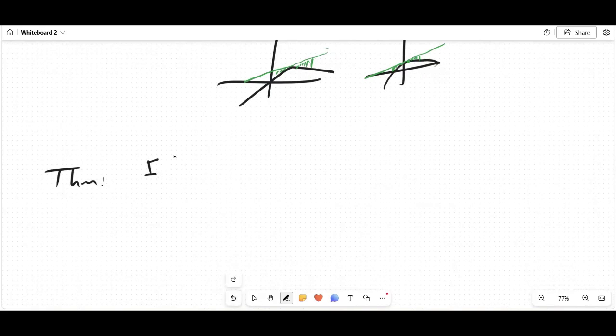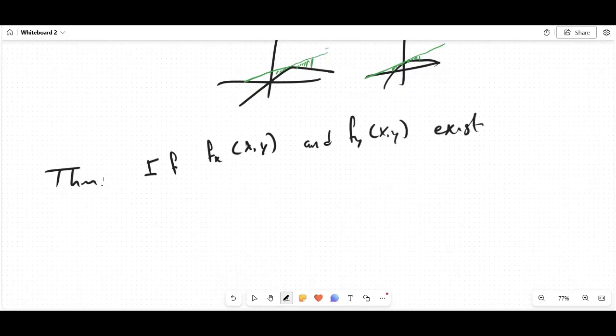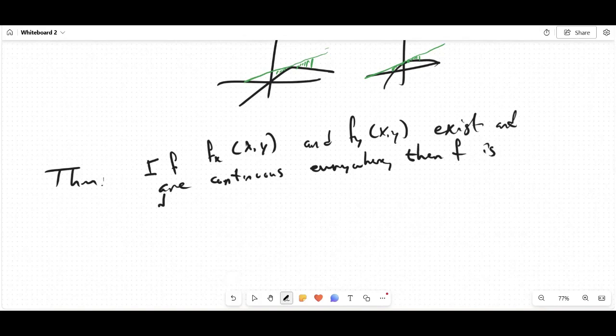If the functions f sub x and f sub y exist and are continuous, let's say everywhere, then f is differentiable everywhere.